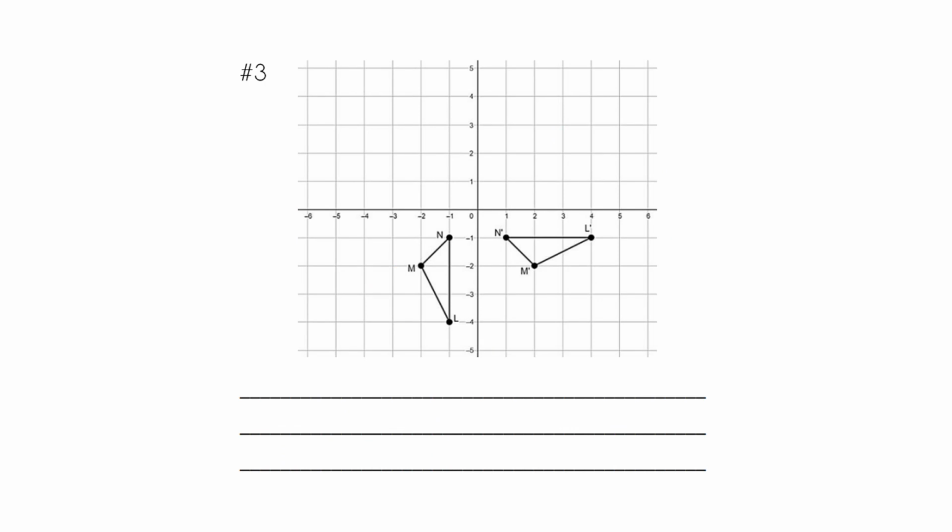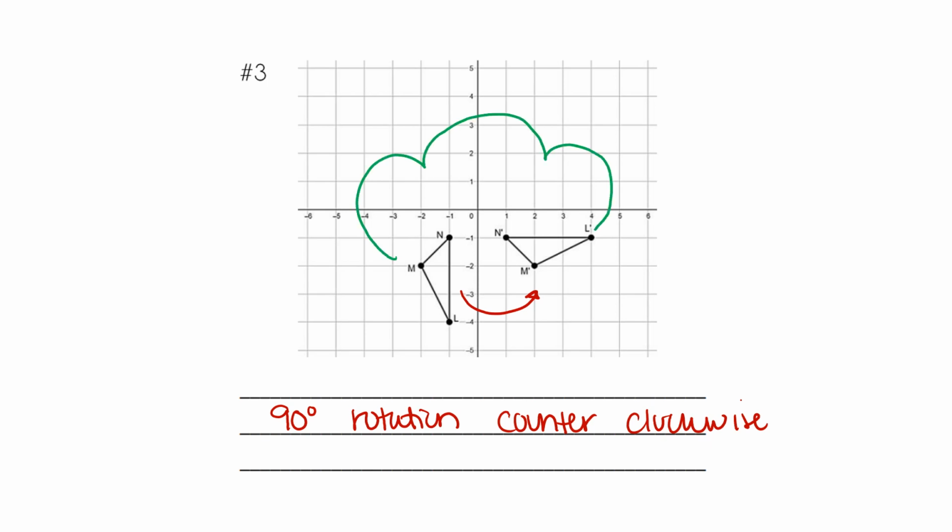Number 3, taking our triangle on the left and rotating it to the triangle on the right, we can go 1 section, which would represent a 90-degree rotation. The 1 section to the right is a counterclockwise direction. Or we can count 1, 2, 3 sections if we go the other direction. 3 sections is represented by a 270-degree rotation, and that one would be clockwise.